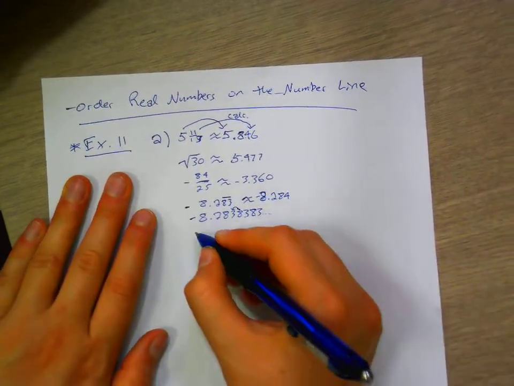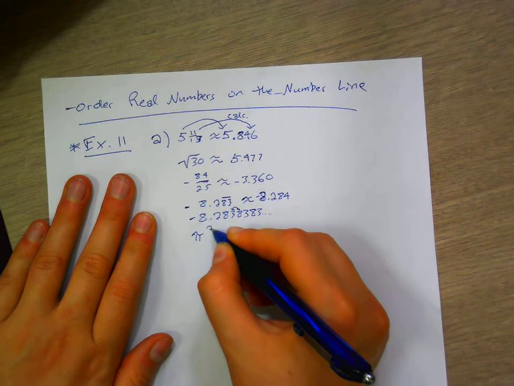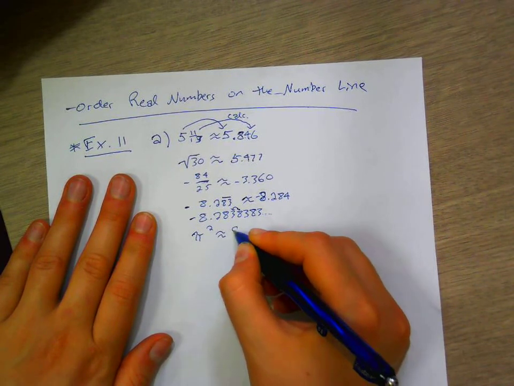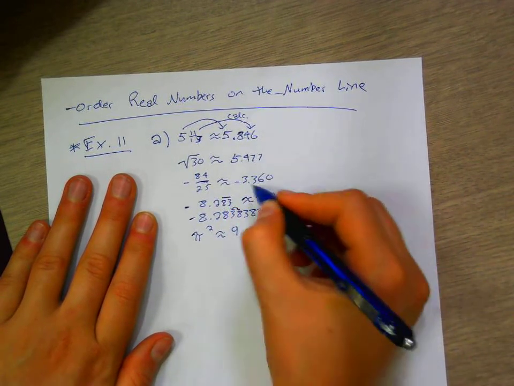Next one is pi squared equals about 9.870. Notice each of these have 3 decimal places. 1, 2, 3, 1, 2, 3, 1, 2, 3, 1, 2, 3.